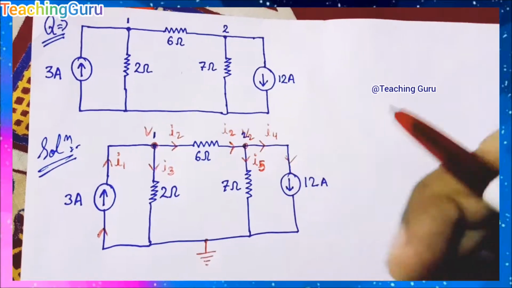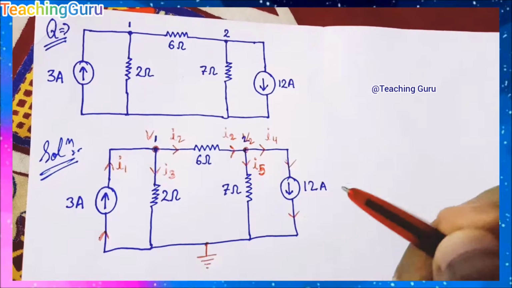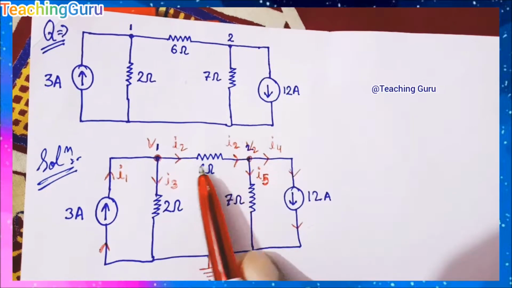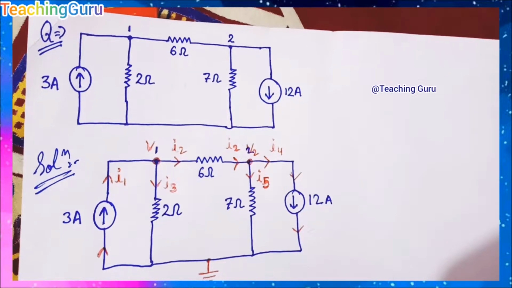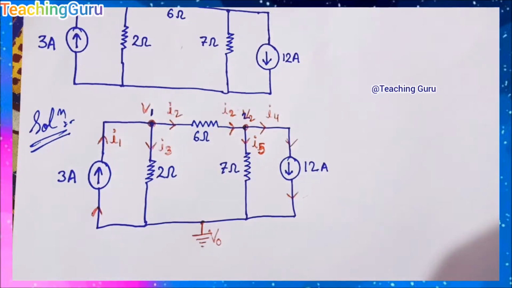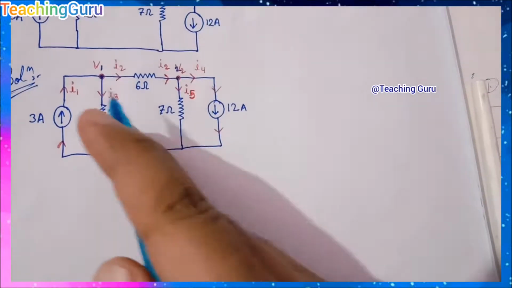I4 is crossing through the 12 ampere current source, and the same current that enters from the 12 ampere source will come out from it, and this is the reference node. This is V0 is equal to 0.